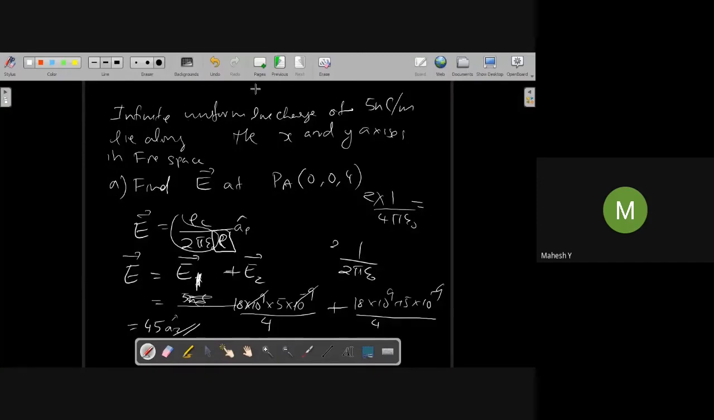Okay, so in the same question, can we do the B part? The B part is to find the electric field intensity at another point we'll consider, that is (0, 3, 4). Can you try (0, 3, 4)?